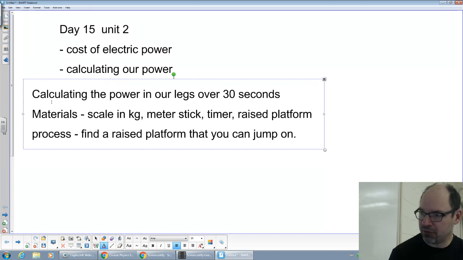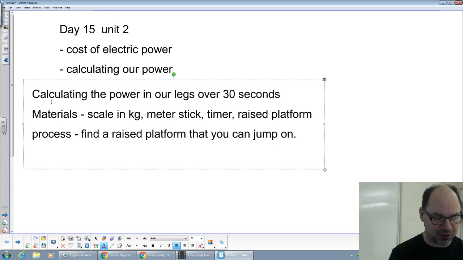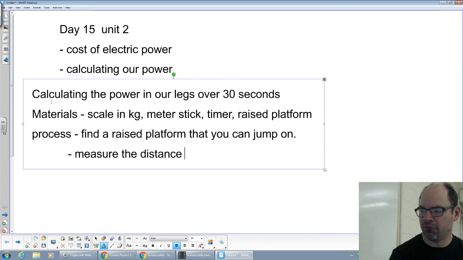Okay, after you find the raised platform, measure the distance it is above the ground. Make sure it's a comfortable distance for you. Here in Vanguard, we just have a couple of steps, or boxes, that we can use. Measure the distance the platform is above the ground.